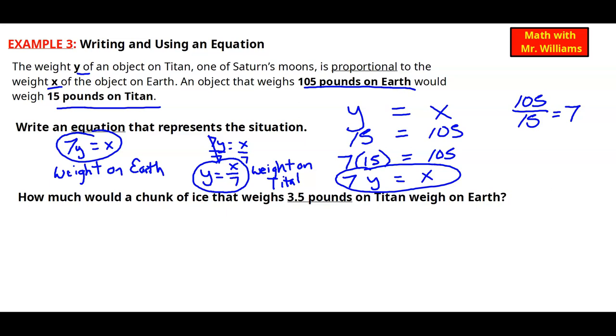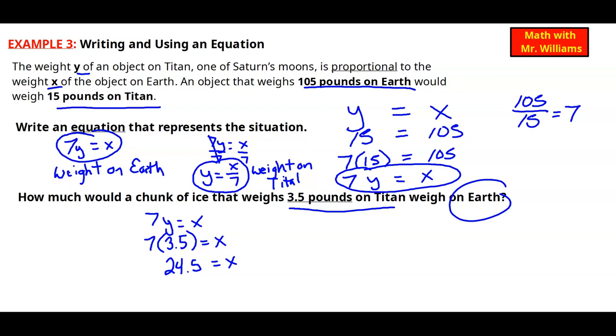All right, so let's go to the second part. It says, how much would a chunk of ice that weighs 3.5 pounds on Titan weigh on Earth? So this time we're looking for the weight on Earth, so we go back to 7y equals x. Let's go ahead and substitute our 3.5 in. And 7 times 3.5 would get me 24.5. So we know the chunk of ice on Earth would weigh 24.5 pounds.